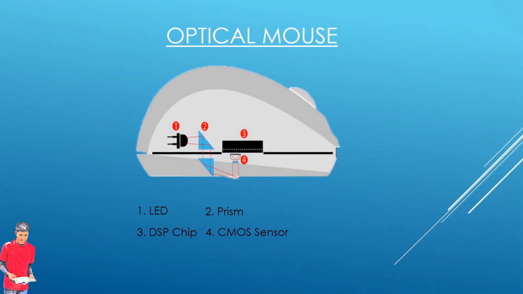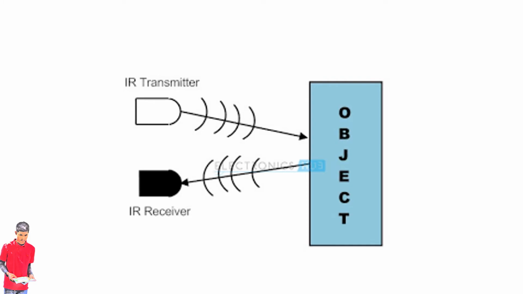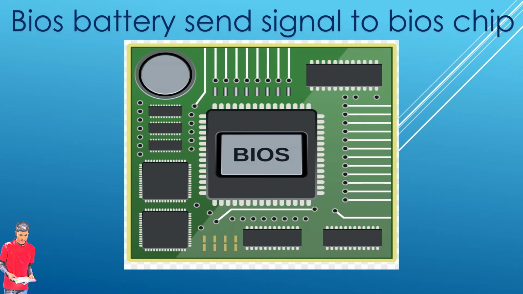For the optical mouse, the LED produces a red light. The light is emitted onto a triangular glass. Then the light reflects from one mirror to another. The light from the second glass touches the CMOS device.